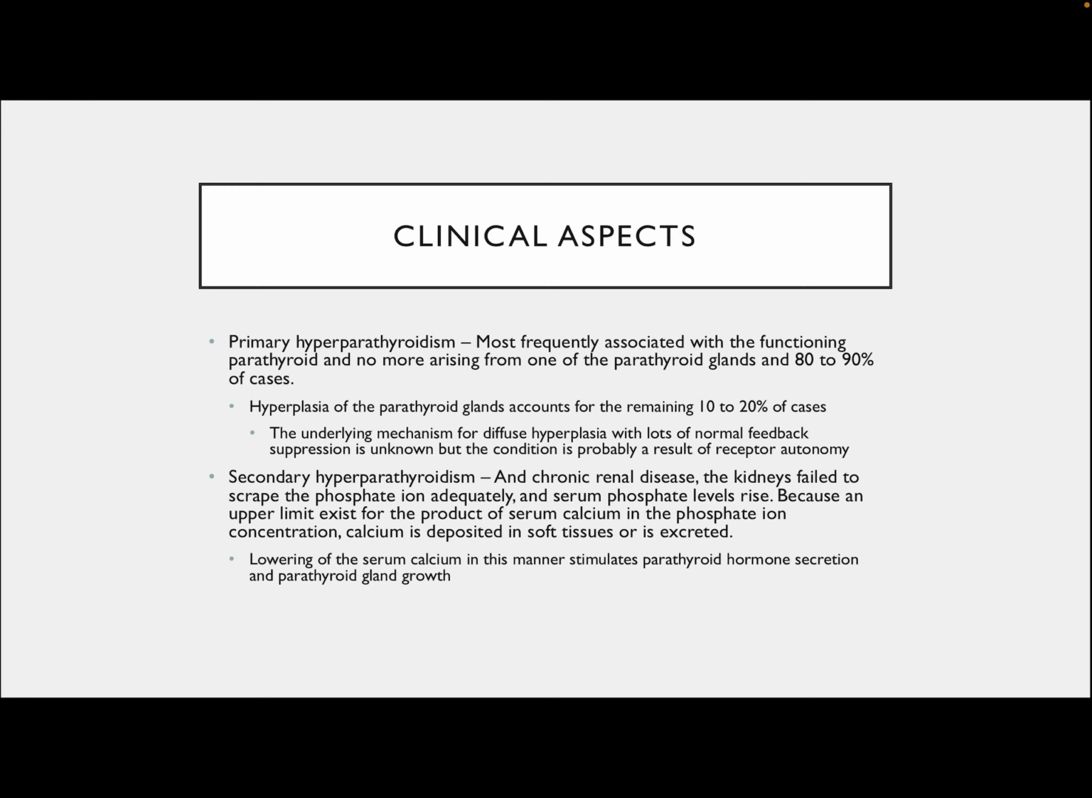In chronic renal disease, the kidneys fail to excrete the phosphate ion adequately, and serum phosphate levels rise. Because an upper limit exists for the product of serum calcium and the phosphate ion concentration, calcium is deposited in soft tissue or is excreted. Lowering of the serum calcium in this manner stimulates parathyroid hormone secretion and parathyroid gland growth, leading to a clinical condition known as secondary hyperparathyroidism.